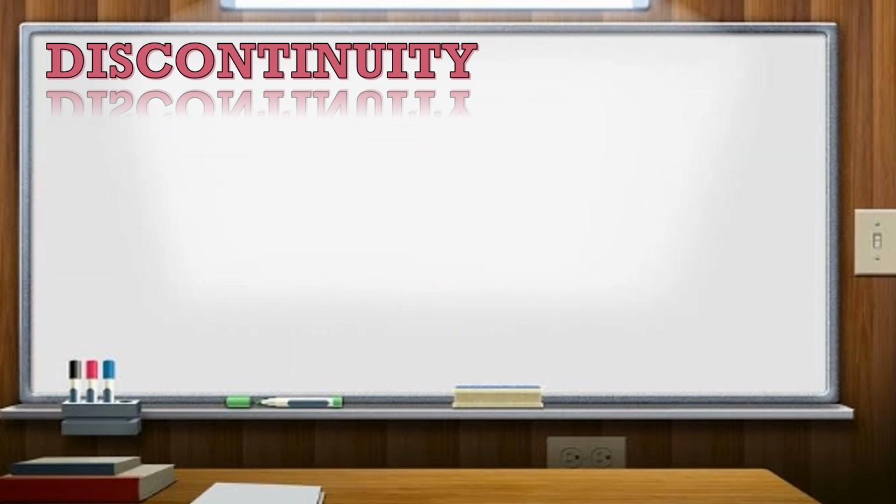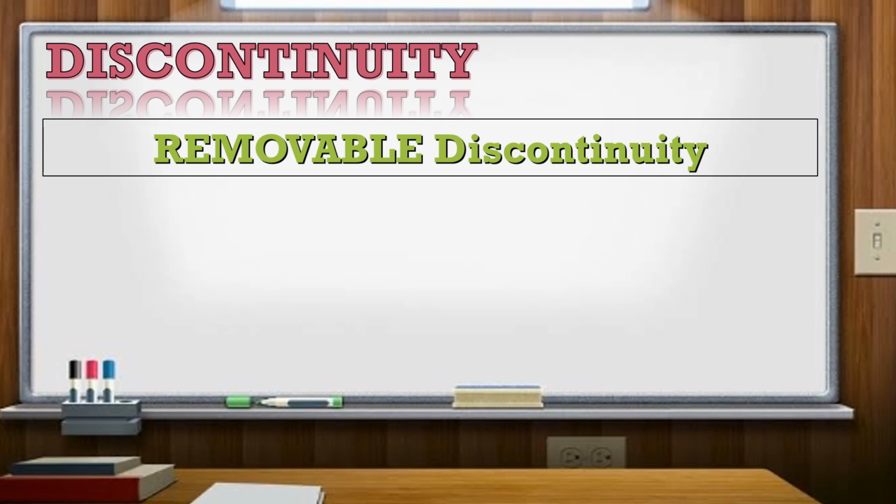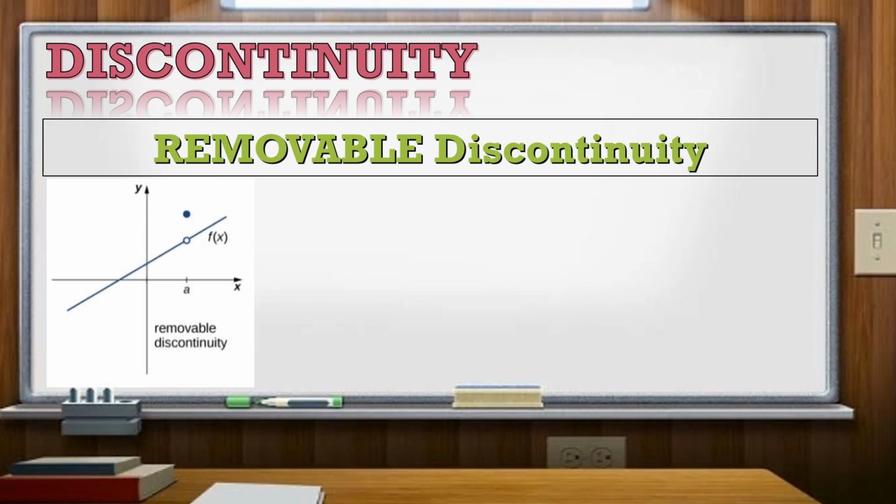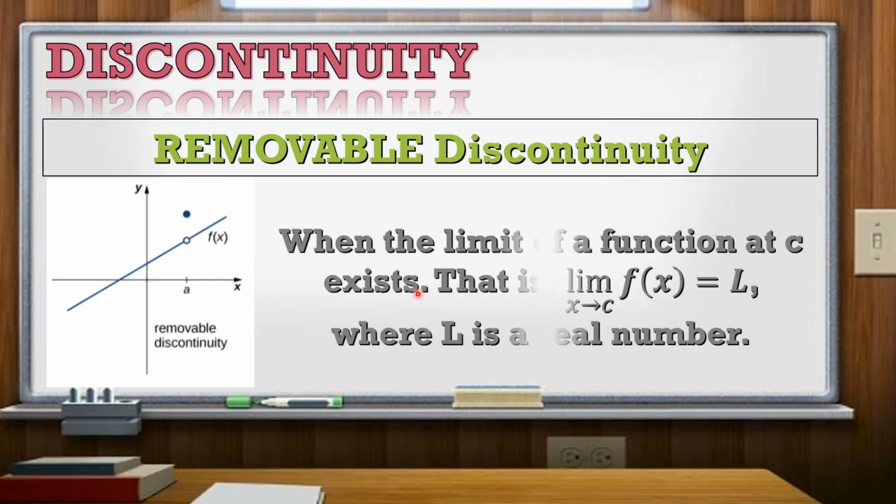Removable discontinuity. Your f has a removable discontinuity at c. This is the graph again. If the limit of f of x exists as x approaches c, so we have a limit that exists where L is a real number. When we state the limit of f of x exists as x approaches c, we mean that the limit has a value L, which is again a real number.